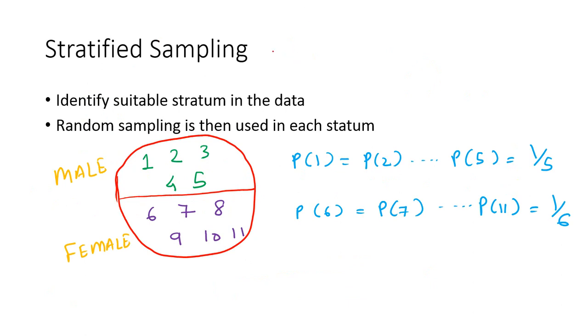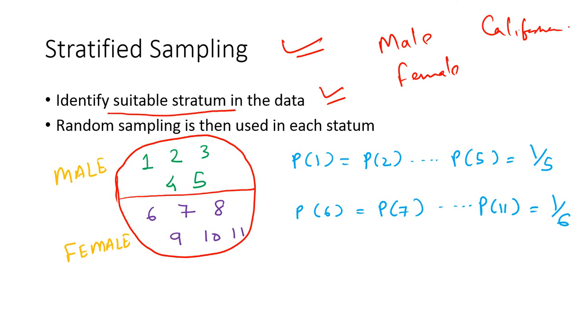The third one is called stratified sampling. In stratified sampling, there are two steps to be followed. One is to identify the suitable strata in the data. So you could have multiple strata in your data, right? You can have data for male and female, or in other cases you could have data for different demographics. Let's say you can have data for California, you can have data for Washington, any other city, San Francisco, Los Angeles.